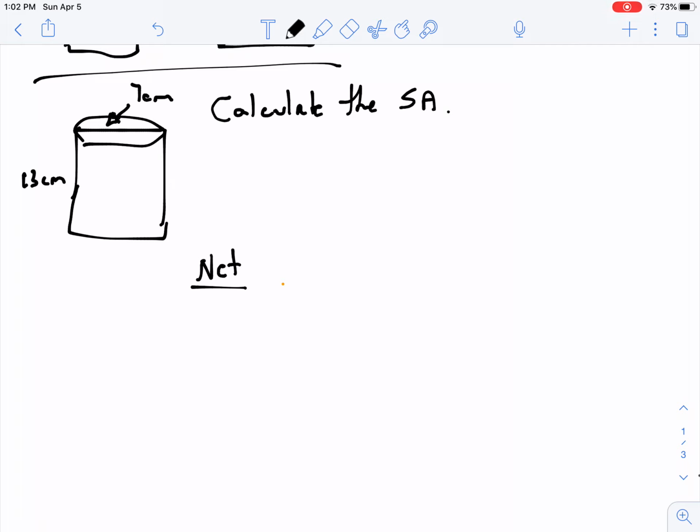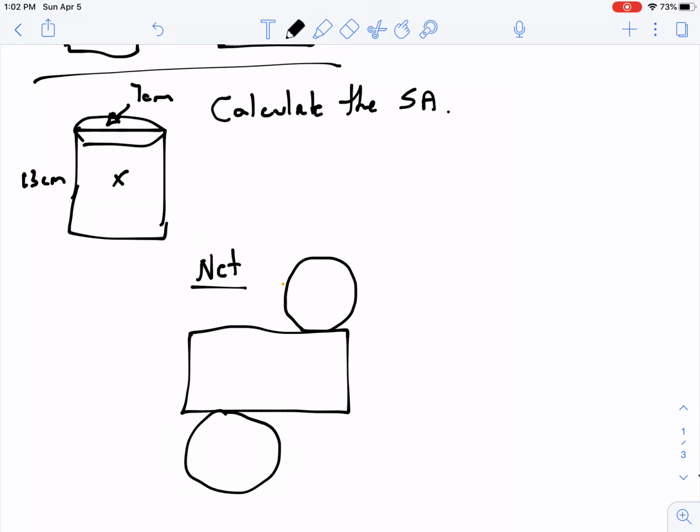I usually look at this curved part, the label part of my soup, and I imagine that if I cut that piece of paper and unwound it, it would look like a rectangle, something like that. I know that this net also has a circle for the top and a circle for the bottom.